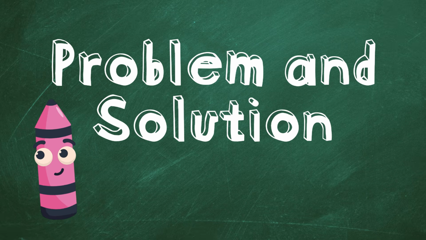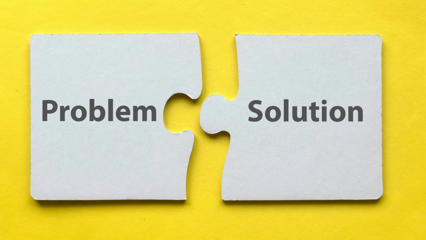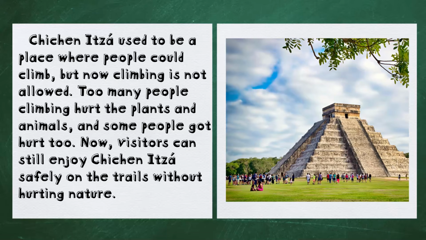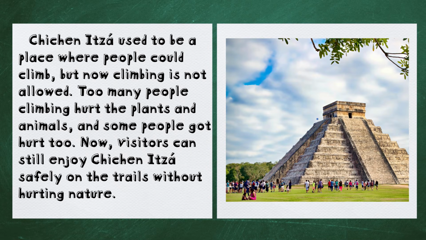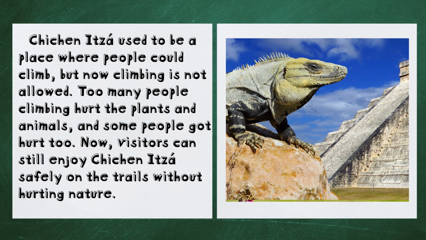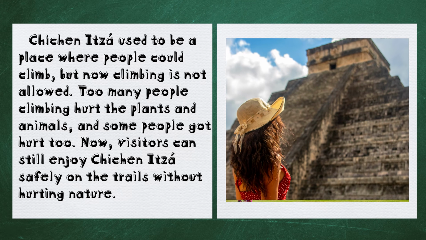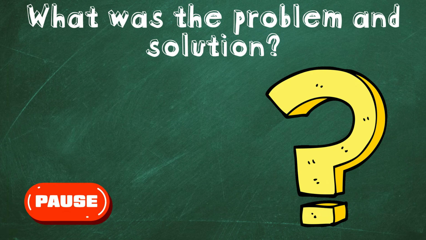Now for our last stop, problem and solution. Sometimes authors present their readers with a problem and a way to solve it. Can you identify the problem and solution in this example? Chichen Itza used to be a place where people could climb, but now climbing is not allowed. Too many people climbing hurt the plants and animals, and some people got hurt too. Now visitors can still enjoy Chichen Itza safely on the trails without hurting nature.